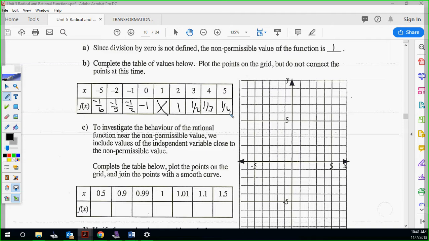So we know we can't get anything here, right? And so we're looking at what's happening towards it in both directions. It's called end behavior. We're just trying to see what our graph is doing at that point.